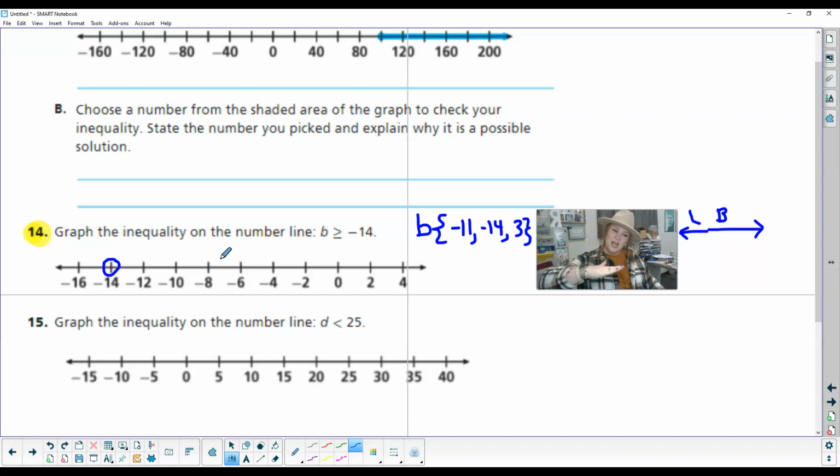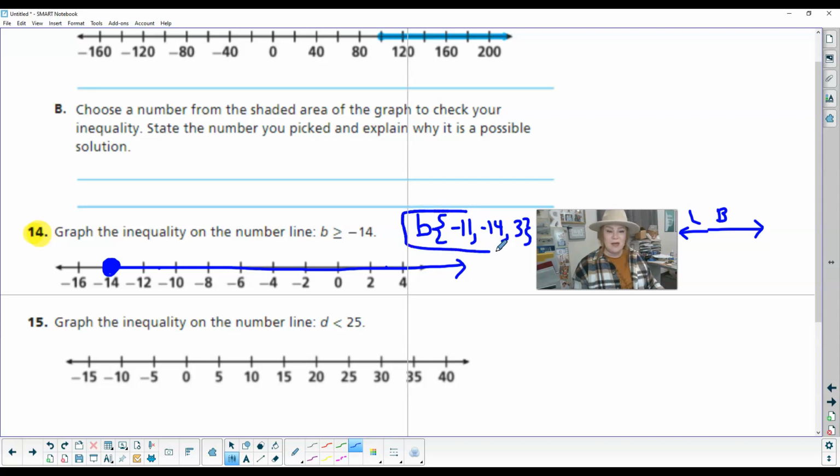The garage door is shut, so we want to fill it in so we can't see into the garage. So lots of ways to remember what to do with that. Now I need to include negative 14 in that, which we did. And I said negative 11 is here, and I said 3 is bigger than that, which is over here. So that tells me my arrow goes that direction. So anything greater than negative 14 or equal to negative 14 could be a solution for B.